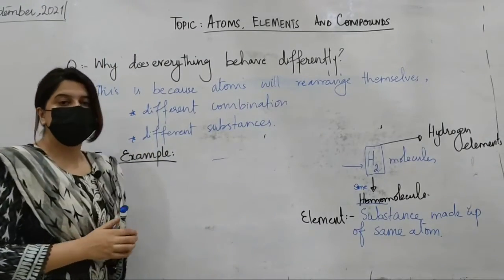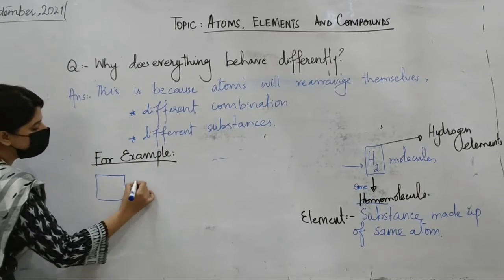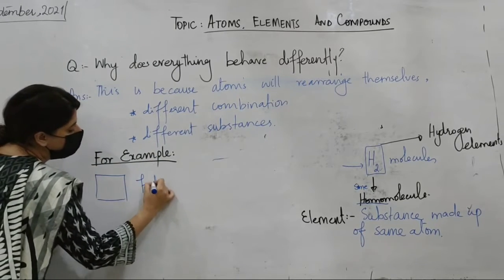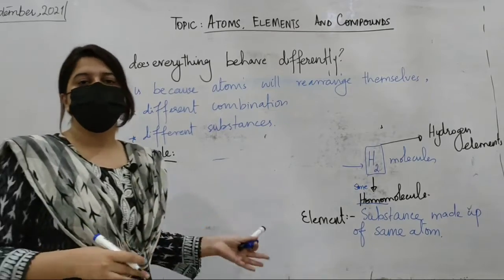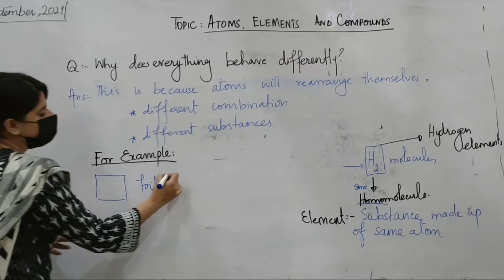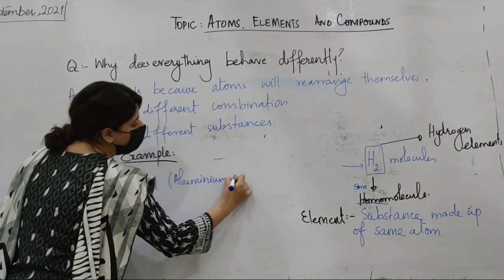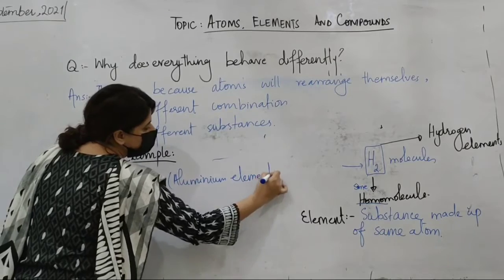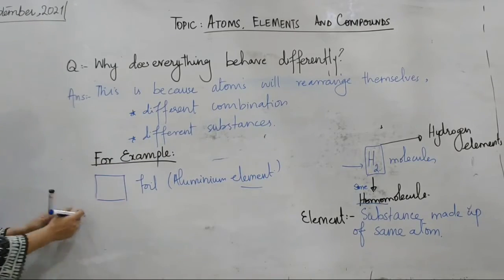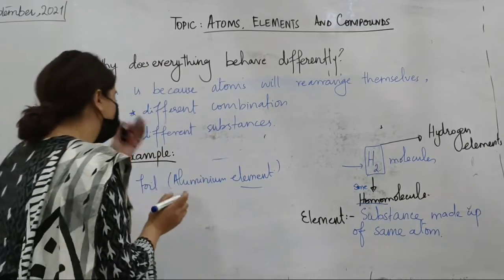now take an example for the element. Here I will say that this is a piece of foil, and I will ask you what element made this foil. What is the composition of this foil? I can say that this is foil made up of aluminium element. Right? The word is element. This whole piece of sheet is made up of aluminium.